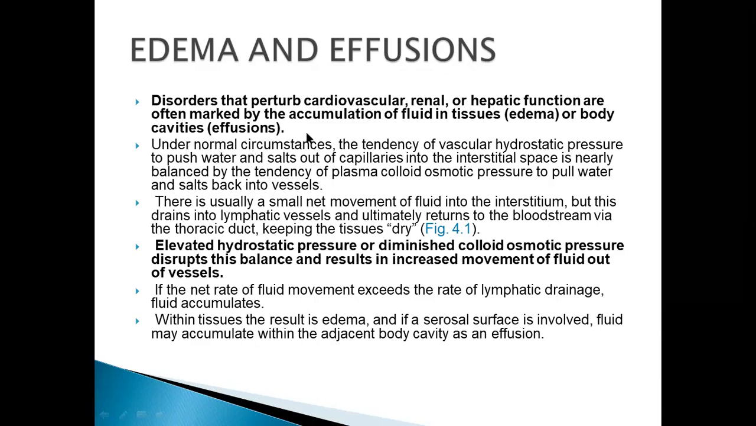Under normal circumstances, the tendency of vascular hydrostatic pressure to push water and salts out of capillaries into the interstitial space is nearly balanced by the tendency of plasma colloid osmotic pressure to pull water and salt back into the vessel. So vascular hydrostatic pressure tends to push water and salt out of capillaries, and plasma colloid osmotic pressure tends to pull water and salt back into the vessel. This is normal physiology. There is usually a small net movement of fluid into the interstitium, but this drains into lymphatic vessels and ultimately returns to the bloodstream via the thoracic duct, keeping the tissue dry.